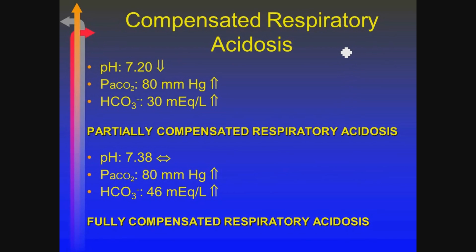The bottom blood gas, my pH now is returned back to normal. It's finally got around to fully compensating. So if I were to look at that blood gas, I would say that's a fully compensated respiratory acidosis.